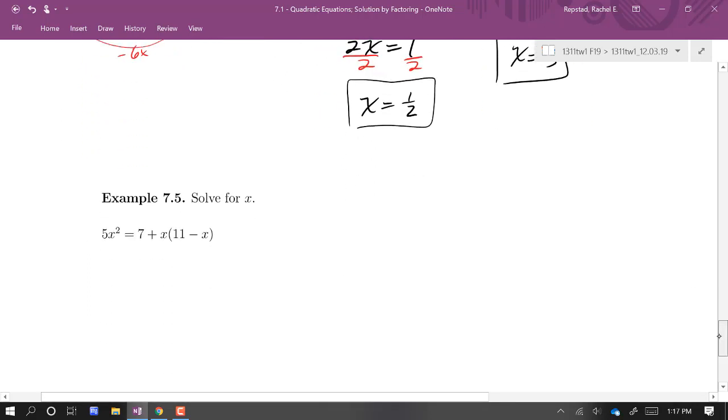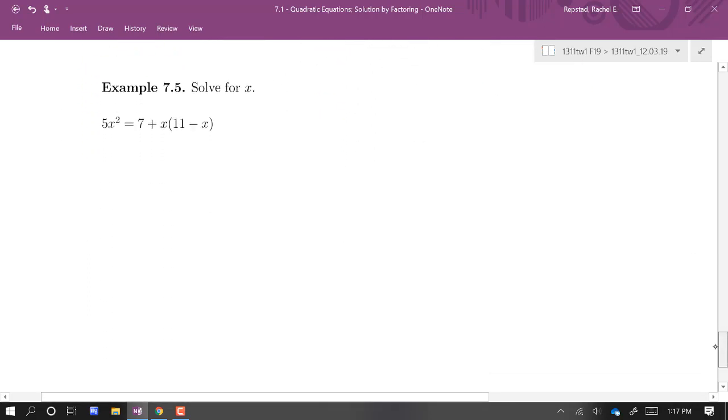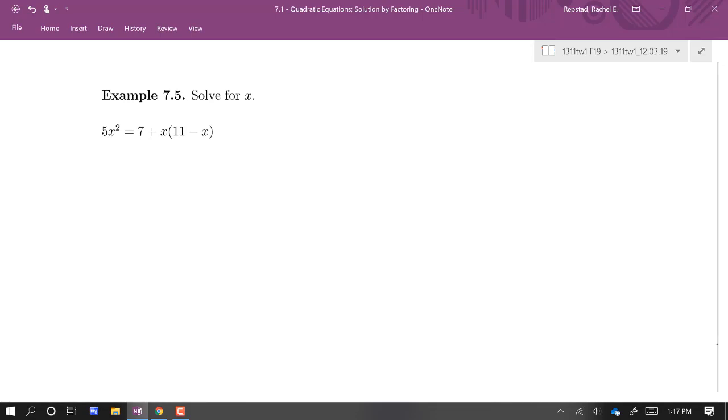Okay, let's do another. Is this quadratic? It can be. So what would you do just to see if it's quadratic? Distribute this x. Okay, so let's start there. So we get 5x squared equals 7, and then we'd have plus 11x minus x squared.